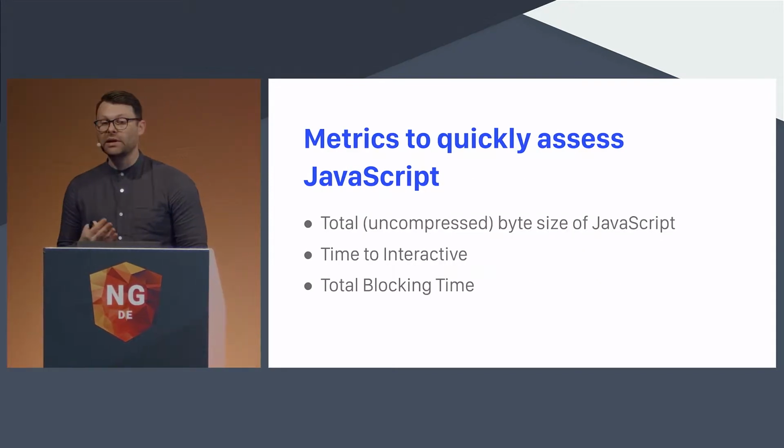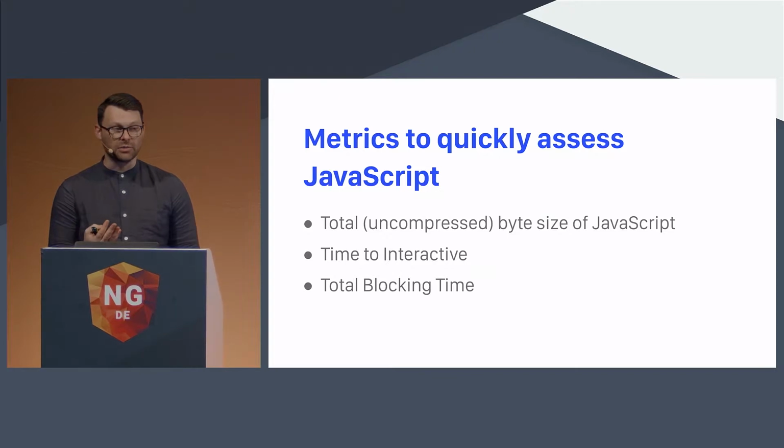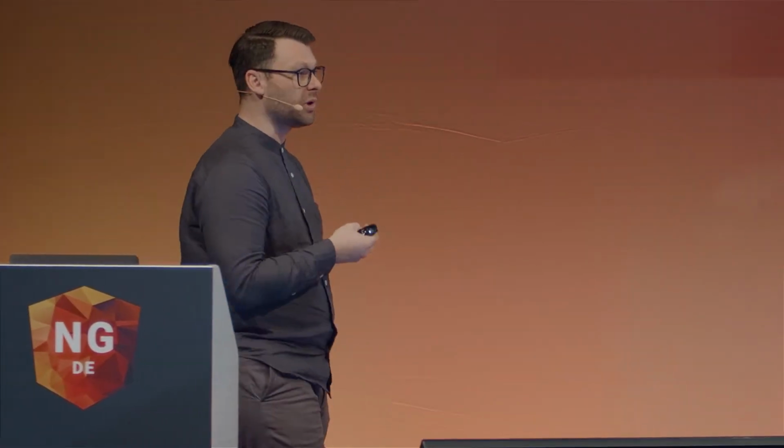If you wanted to quickly assess where your JavaScript is at, without having to open a panel in your browser, and you wanted to somehow monitor these processes, we can look at 3 particular metrics, and we're gonna talk about those in a little bit more depth today. Firstly, the total uncompressed size of a script, time to interactive, and total blocking time. Has everyone heard of time to interactive?